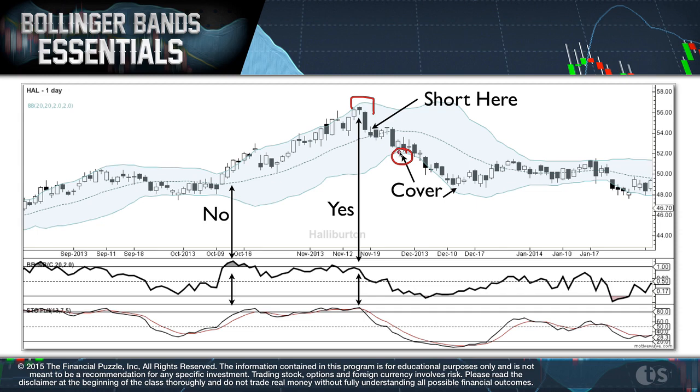You could cover initially at about $52, and if you just walk the band down, it finally starts pulling away from the band down here around $48.50, $49. So again, you had a really good risk-reward trade.